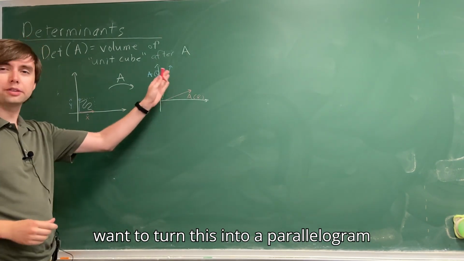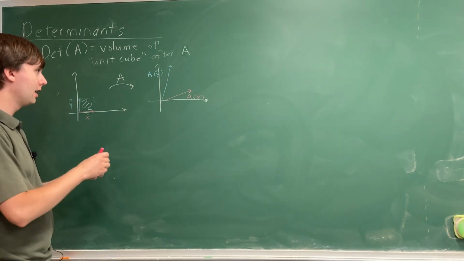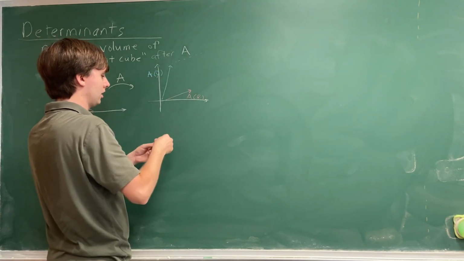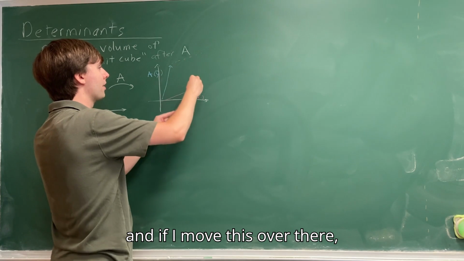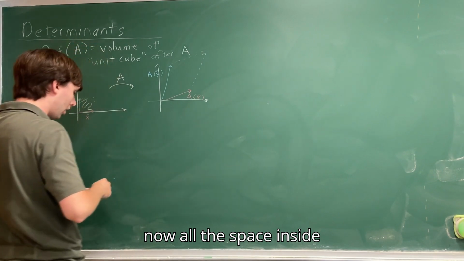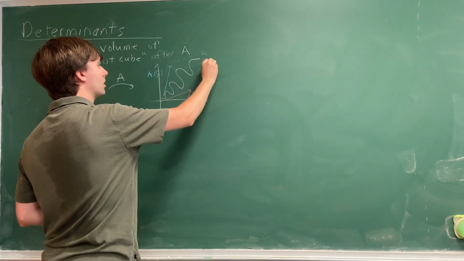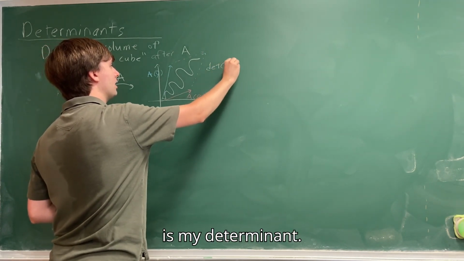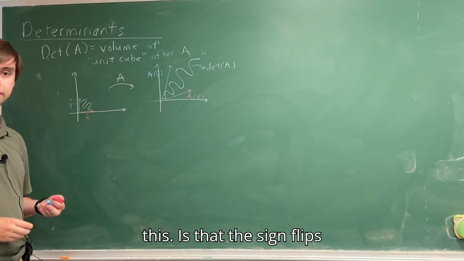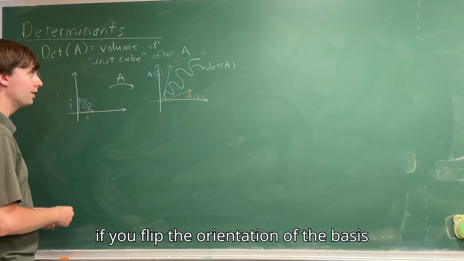And you want to turn this into a parallelogram, or something like that. In higher dimensions, it's called a parallelepiped. And if I move this up there, and if I move this over there, now all the space inside the volume of this is my determinant. But there's another important element to this, which is that the sign flips if you flip the orientation of the basis vectors.